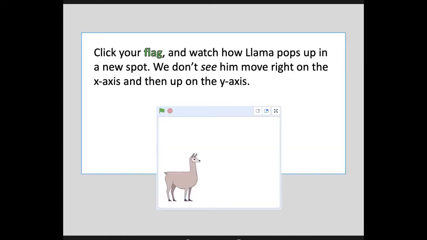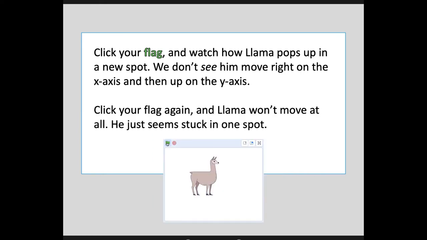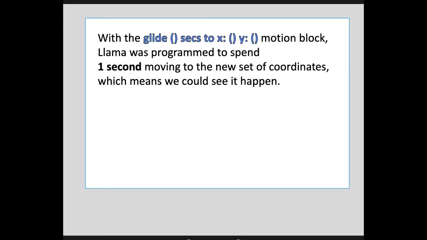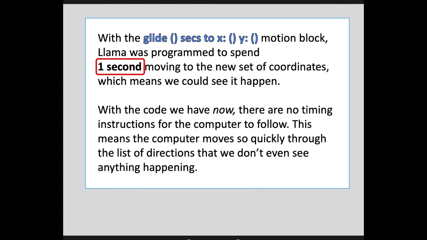Click your flag and watch how Llama pops up in a new spot. We don't see him move right on the X-axis and then up on the Y-axis. Click your flag again and Llama won't move at all. He just seems stuck in one spot. What do you think is going on here? With the glide motion block that we used, Llama was programmed to spend 1 second moving to the new set of coordinates, which means we could see it happen. With the code we have now, there are no timing instructions for the computer to follow.